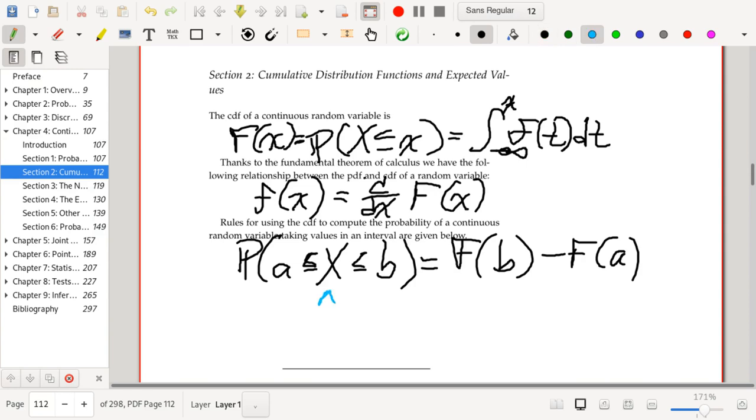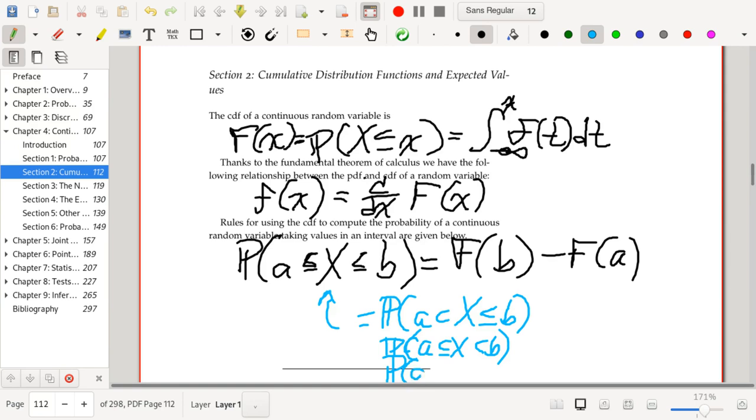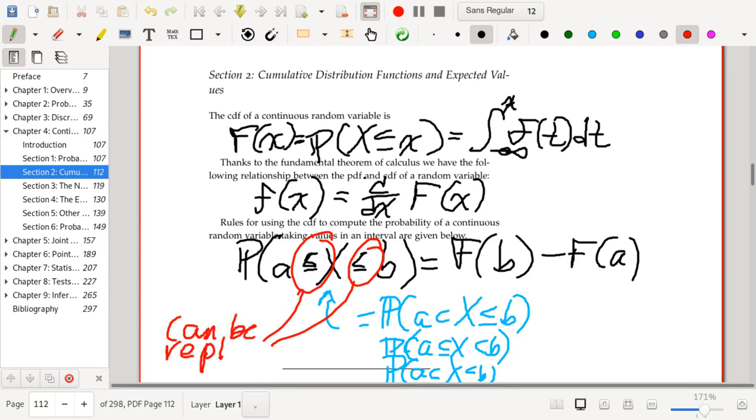Which means also that this probability is going to be equal to the probability that A is less than X, which is less than or equal to B, or the probability that A is less than or equal to X, which is less than B, or there's no allowance of equality at all. Basically, we do not care about less than or less than or equal to. We are allowed to substitute those. Maybe I could write that a little better and say that either one of these can be replaced by strict inequality. So we're allowed to do that, and we don't care about the boundaries of the region at all when we're working with continuous random variables.